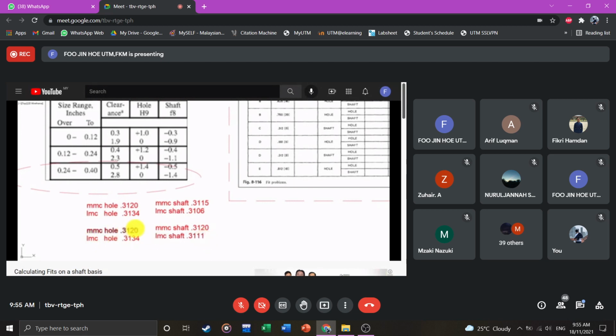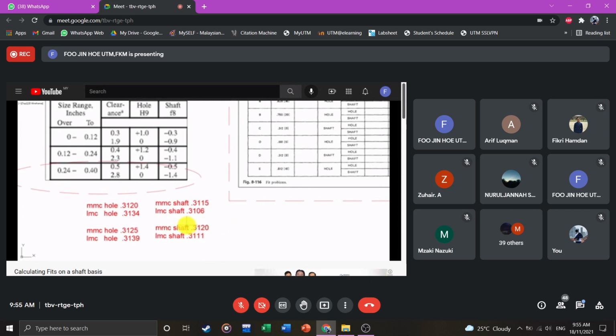What happens if I add 0.5 to this number? That's going to change it from 0.312 to 0.3125. And what's going to happen if I add 0.5 to this number? It's going to change that from 0.3134 to 0.3139. Now, the relationship among all those numbers is exactly the same.